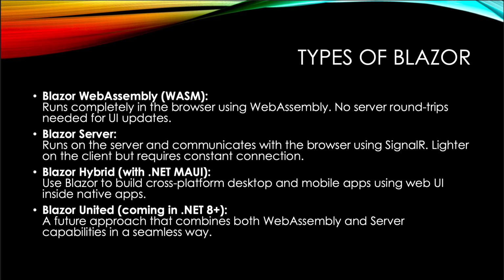Blazor Hybrid, along with .NET MAUI, builds cross-platform desktop and mobile apps by embedding Blazor UI inside native apps. The last one is Blazor United, which was introduced in .NET 8, a new unified model that combines WebAssembly and server hosting seamlessly. So, what are the advantages of using Blazor?